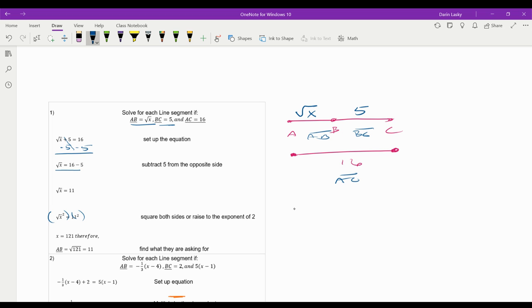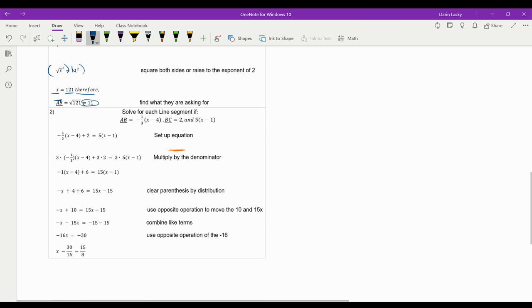And when that happens, if I do the inverse operation with square root squared, I get x only, and 11 squared is 121. Therefore, AB is the square root. Again, I don't know why this is underlined this way. It should be up here, guys. It is the square root of 121, which is equal to 11. So again, guys, we're just using the line segments to set up equations.